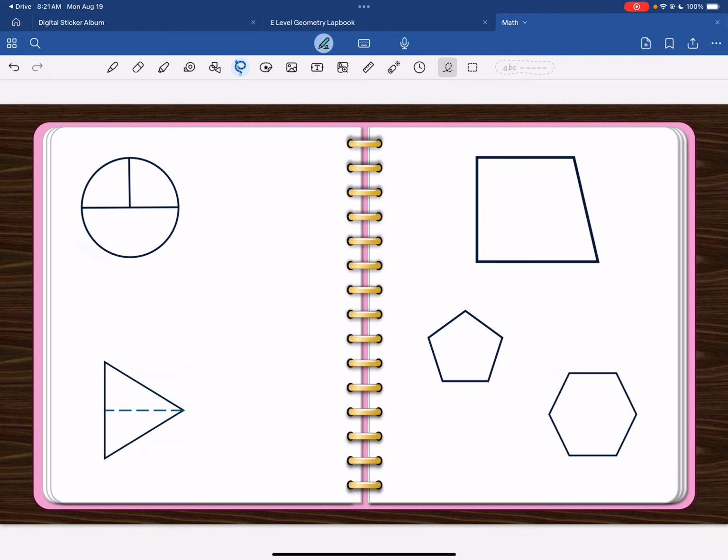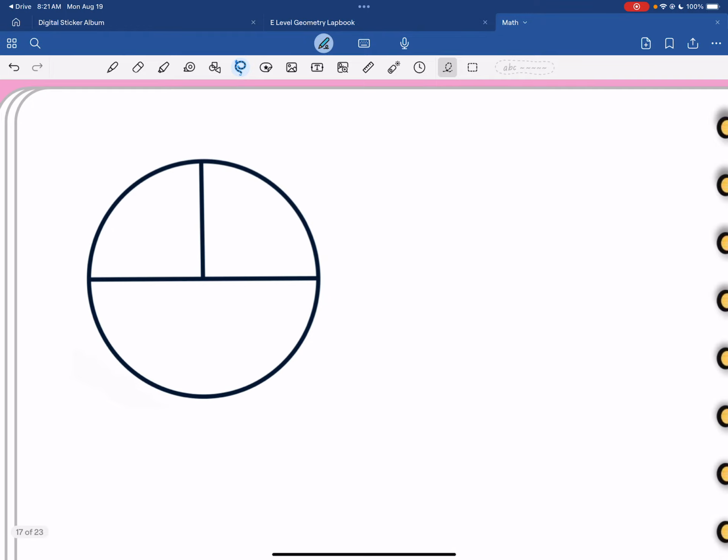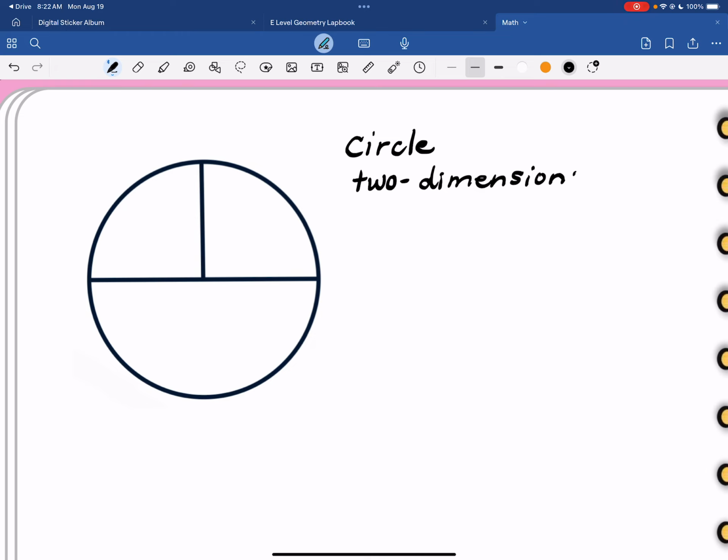So let's start with a circle. This is one that a lot of people recognize. We know this is a circle, but there are some points in this picture that I want to call your attention to. So first off, let me go ahead and label this shape. This is a two-dimensional shape because it's flat. So we have 2 dimensions. Most two-dimensional shapes have length and width, but this one doesn't have exactly those terms. We call them something else with a circle.